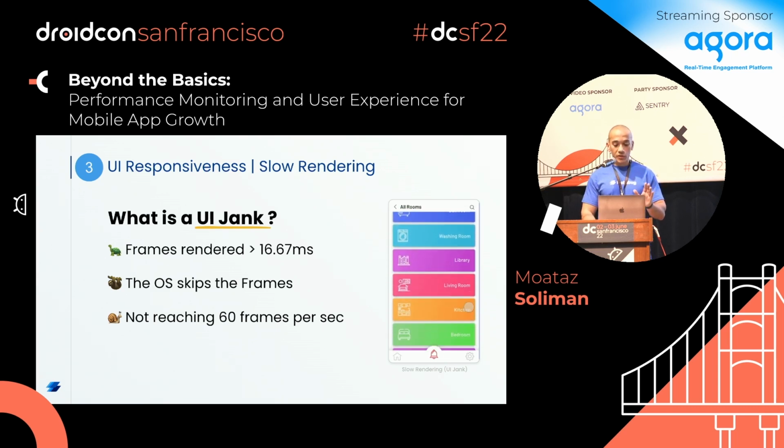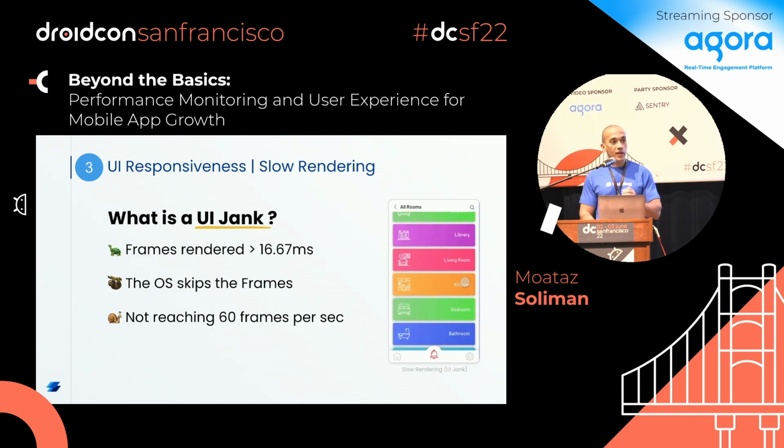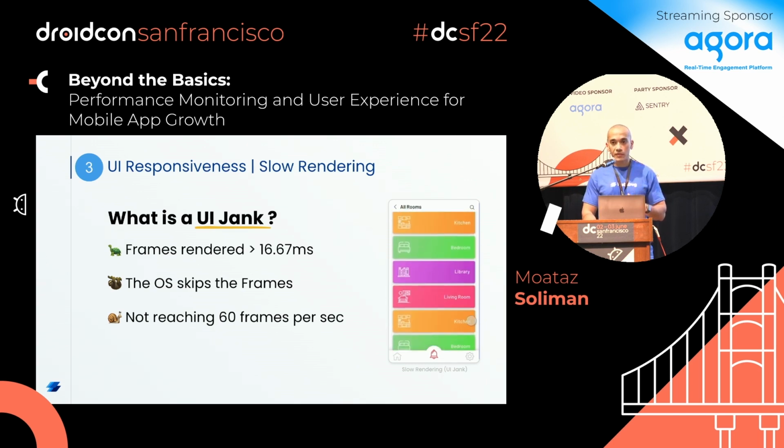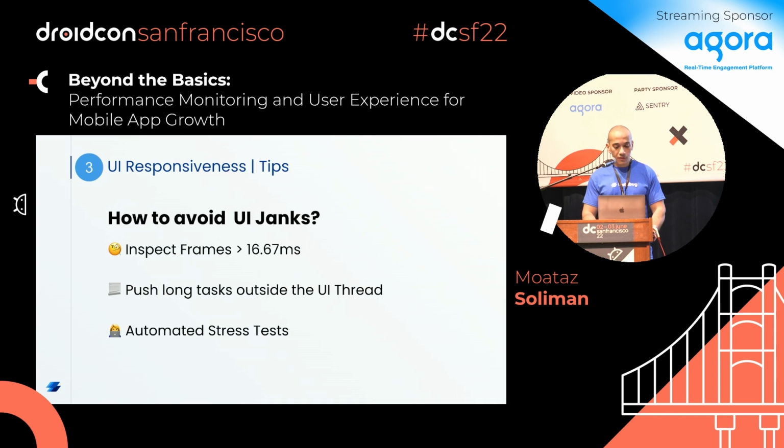So you need to make sure that none of the frames inside your app are rendering in more than 16.67 milliseconds. Common sources of UI janks are scrollable lists, layout and rendering issues, thread scheduling delays, and object allocation and garbage collection. You need to test for each one of these. So a couple of tips about how you can improve the UI responsiveness.